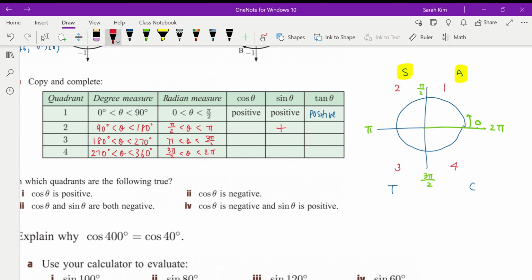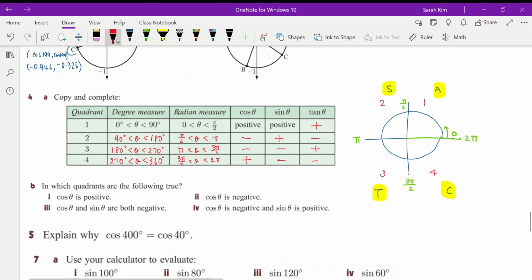That means the other ones are negatives. Third quadrant, tan is the only thing that's positive, so I'm going to write positive, all in red. The other two are negative. Last one, cos is the only thing that is positive, so cos gets a positive, and everyone else gets a negative.